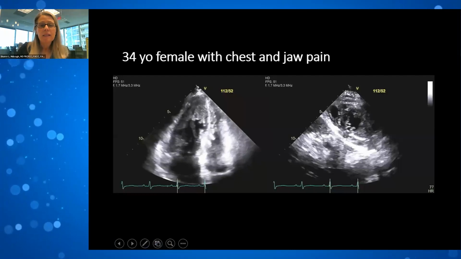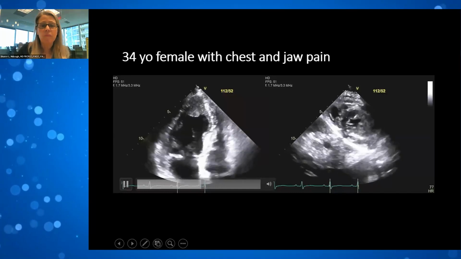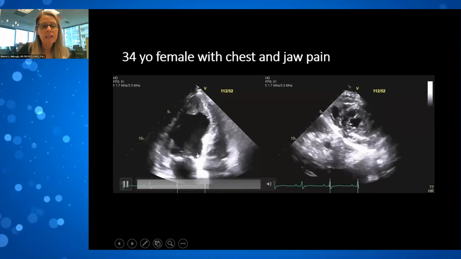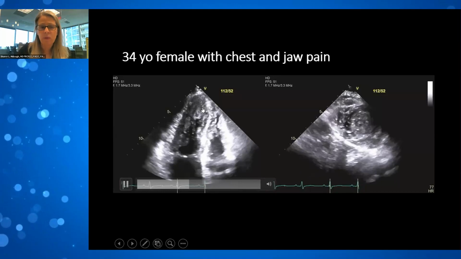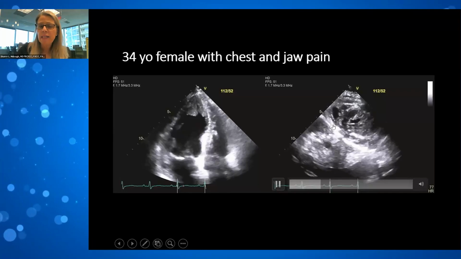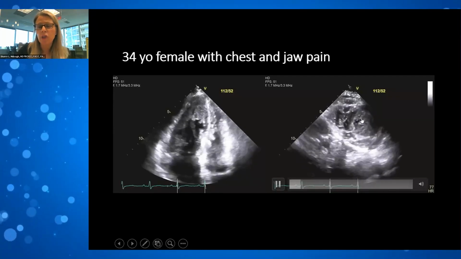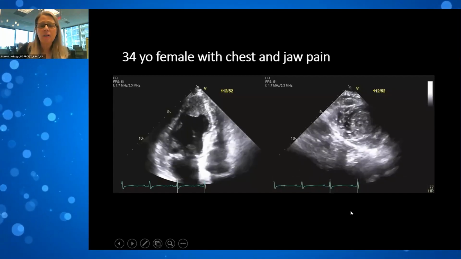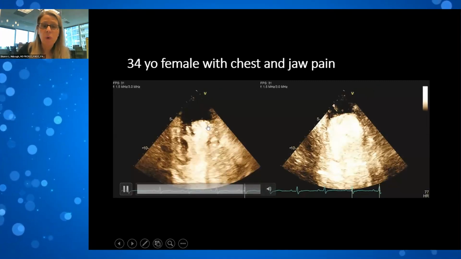Let's do a couple of cases then. Here is a young woman who came in with chest and jaw pain. This is the Mayo format, so the LV is on the left here. She does have very nice endocardial definition, but clearly there is increased echogenicity at her apex in this apical 4-chamber view. And here in this left ventricular apical focus short axis view, you see that there is a lot of extra material. So it's not just to further define this, but to characterize what this echogenic material at the apex is.